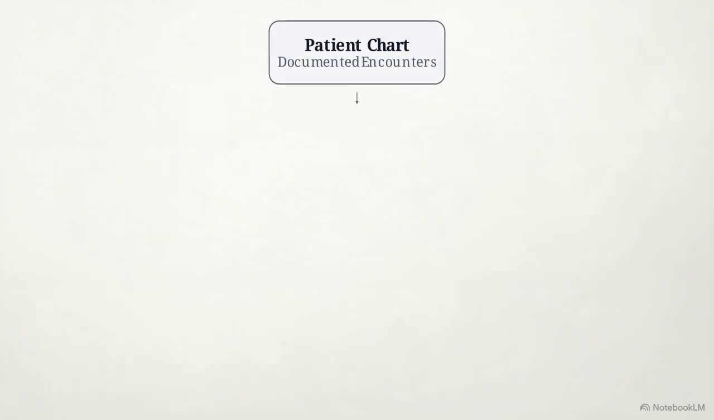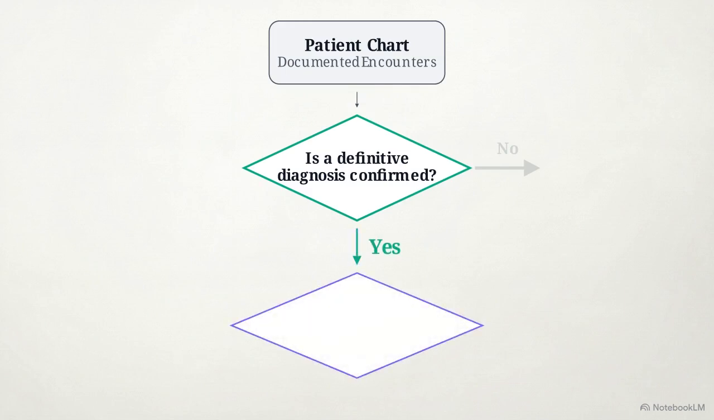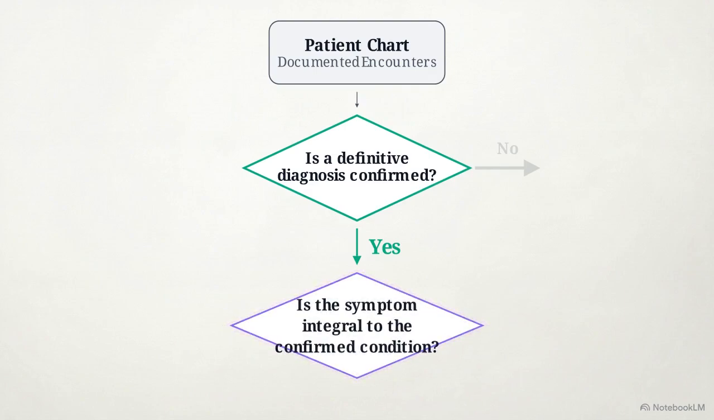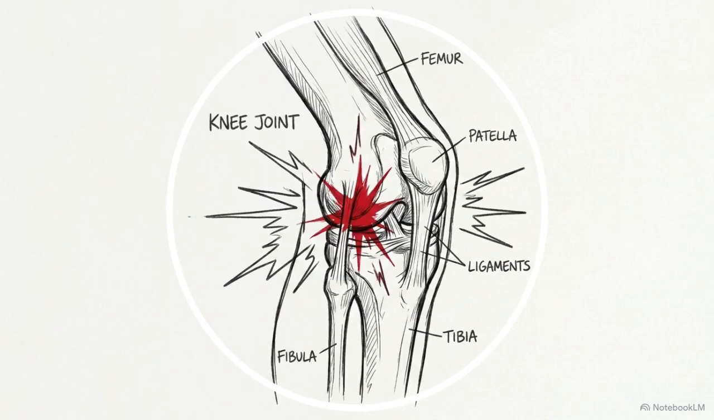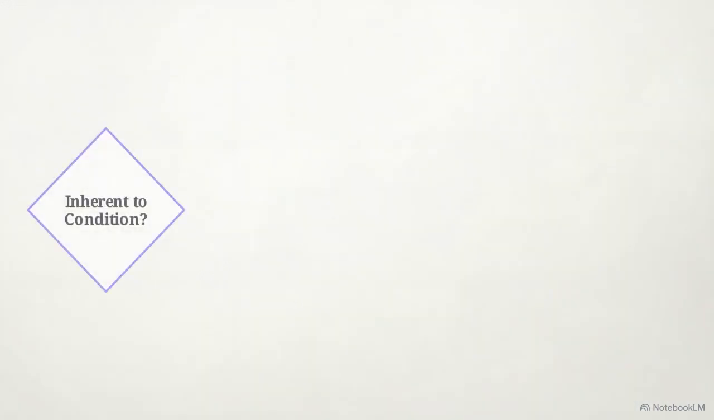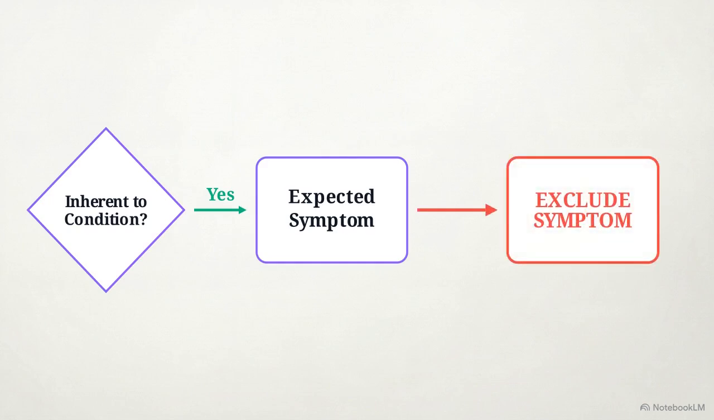Now, let's return to the top of our decision tree and explore the alternate reality, a chart where the provider actually establishes a confirmed diagnosis. That yes triggers a secondary logic gate, which asks, is the symptom integral to the confirmed condition? An integral symptom is a standard, expected, or inherent component of the disease process itself. For example, joint pain is an integral symptom of arthritis. If we follow the affirmative path of this second gate, we are dealing with a documented symptom that is a known, expected part of that confirmed diagnosis.